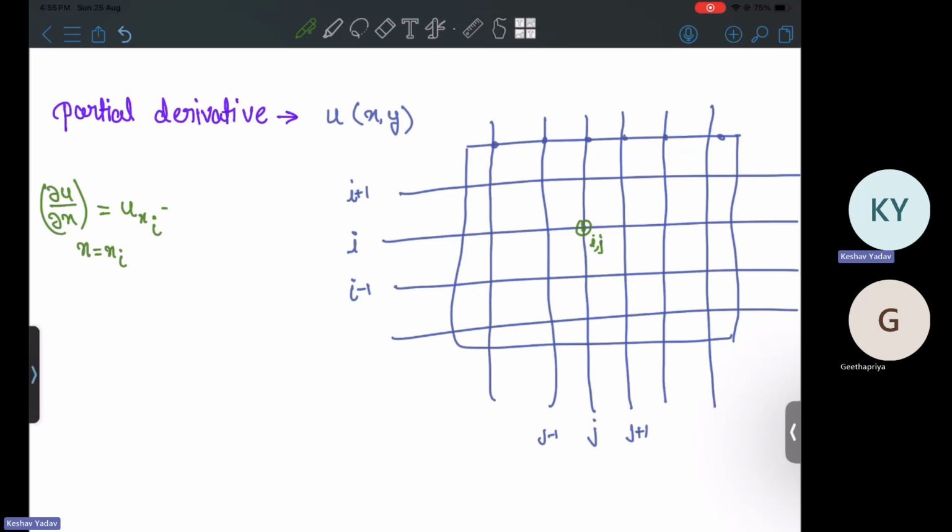Then this u_x at i will be equal to, if I use the forward difference method, I will use this point and this point, since I want the derivative in the x direction. So these will be my 2 points, so this will be u of i plus 1. Oh, sorry, there is one mistake I think I have made.